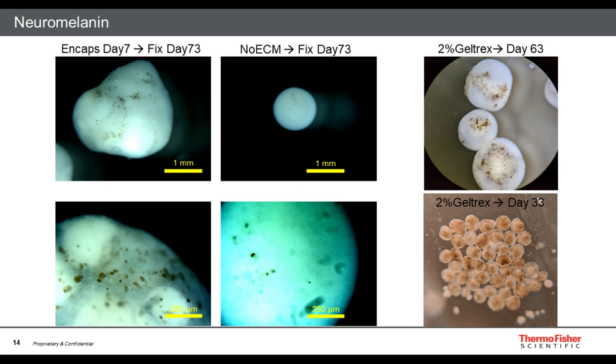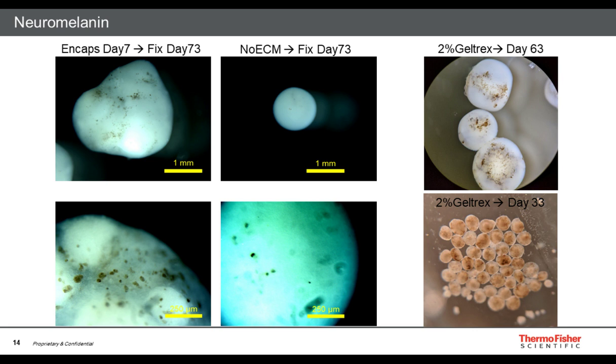However, the unencapsulated or free-floating organoids show very little pigment in the same time frame. You may also have noticed that the encapsulated organoids by 10 weeks have become much larger. This appears to be because that capsule of Geltrex is completely filled up with cells and cell projections.